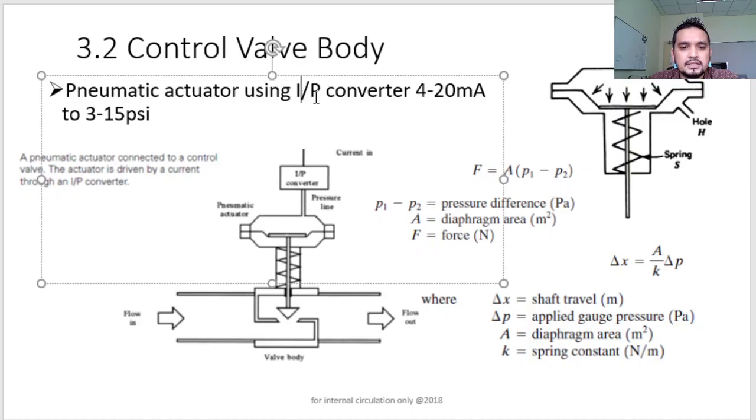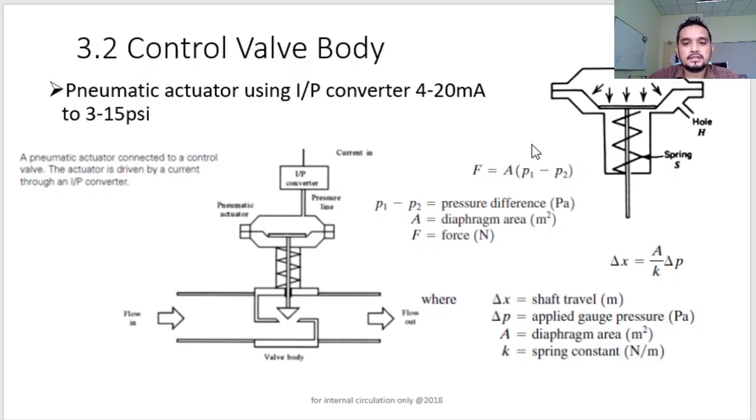IP. IP is a current pressure converter. It means that we convert the current, which is in the range of 4 to 20 milliamp, to the pressure of 3 to 15 psi. This is an example, but you will learn this in the next chapter about signal conditioning, so don't worry too much about how to convert current into pressure.